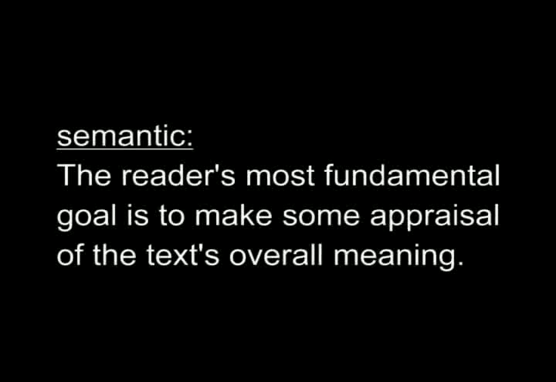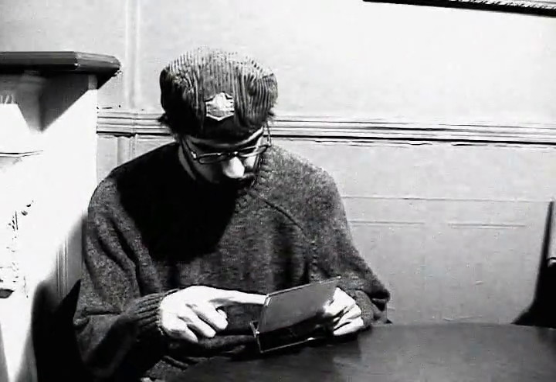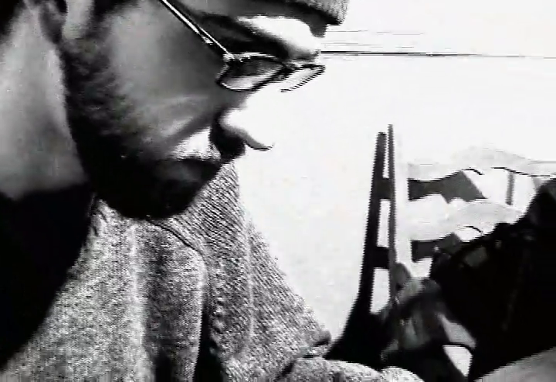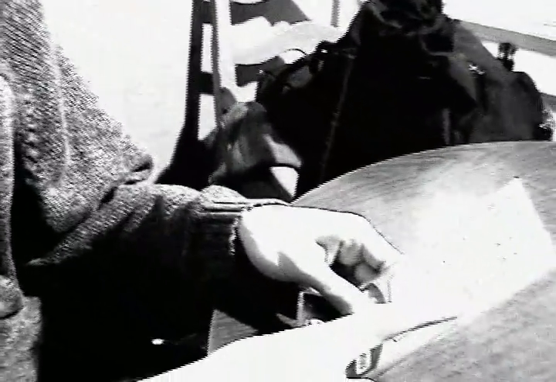Semantic. The reader's most fundamental goal is to make some appraisal of the text's overall meaning. Viewers integrate details into larger structures by matching these details to schemata, which provide a way of managing large groups of detail. For example, imagine a shot of a person sitting and reading a menu. These details fit into the schema for eating in a restaurant, and later in the film, a coherent restaurant scene will be both more memorable and more useful in making sense of the story than a collection of isolated details would be.